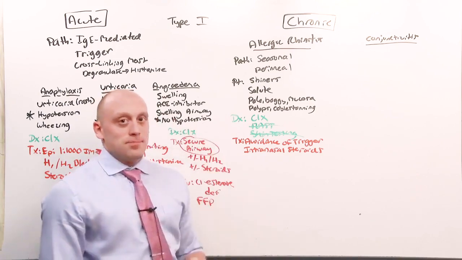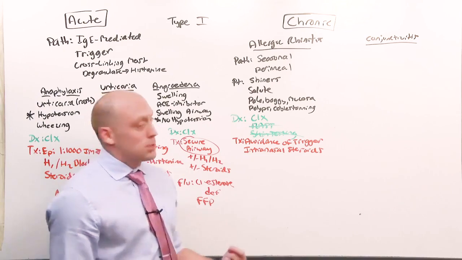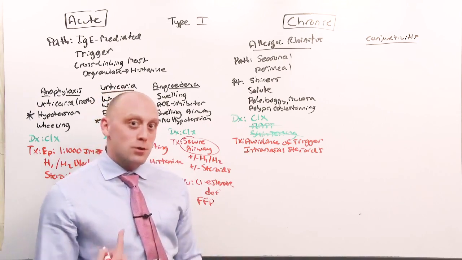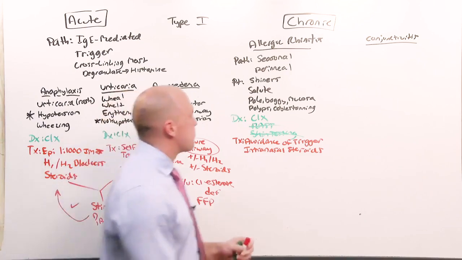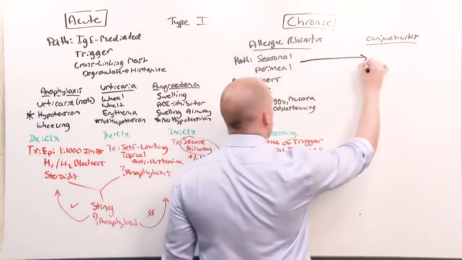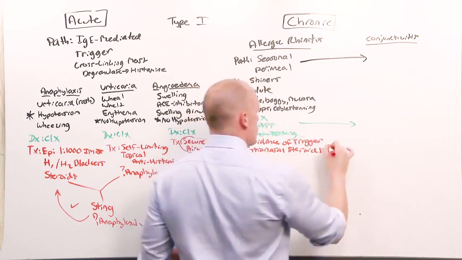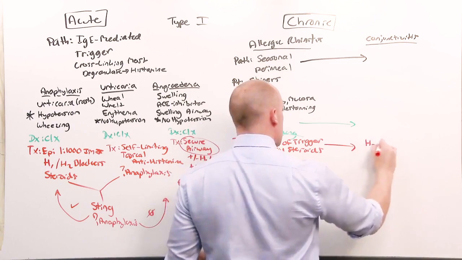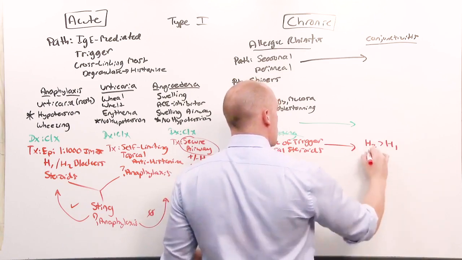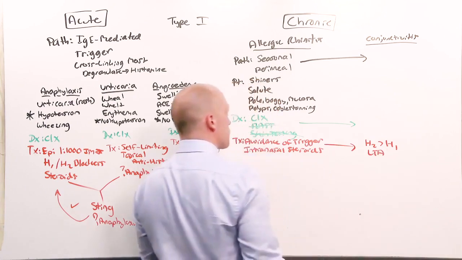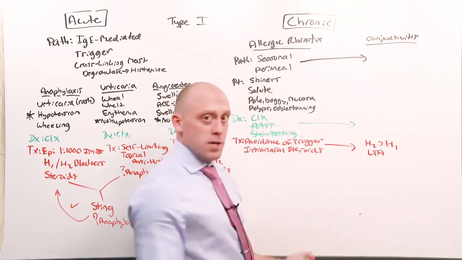Allergic rhinitis, allergic conjunctivitis. What's the difference? Rhinitis is runny nose, conjunctivitis is runny eyes. So you're going to have the same pathogenesis, the same diagnostic clues, and the same way of treating it. Don't forget that H2 is better than H1, and you can also use leukotriene antagonists. But what you're going to see is runny eyes.